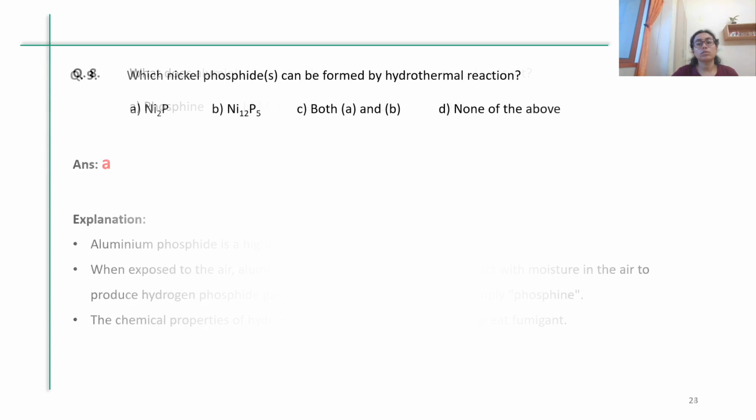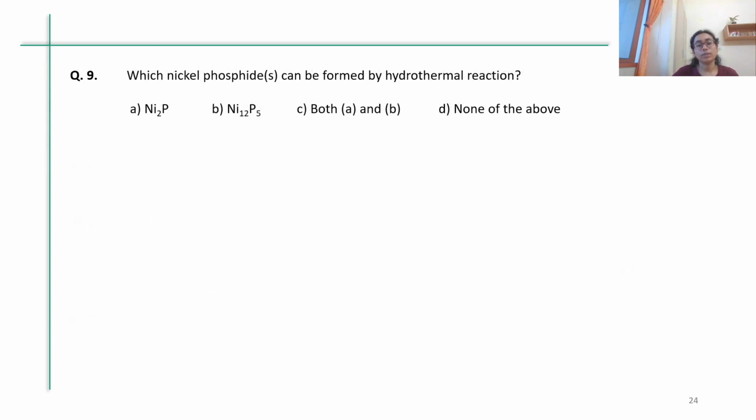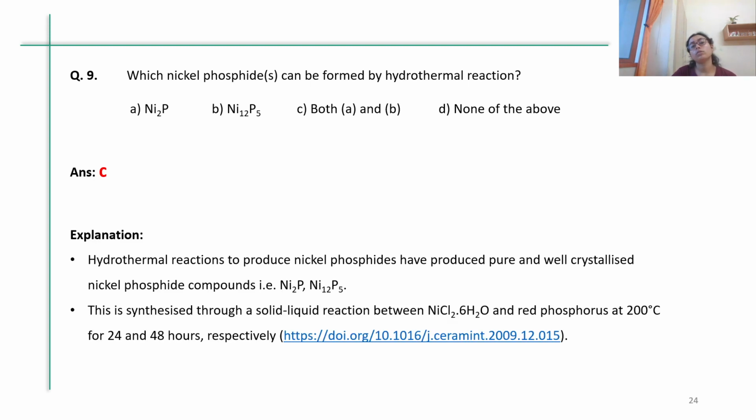Then moving to the next question: which nickel phosphide can be produced by hydrothermal reaction? Ni2P, Ni12P5, both A and B, or none of the above. The correct answer is both Ni2P and Ni12P5. So this is one specific reaction produced by the hydrothermal process, where nickel chloride hexahydrate and red phosphorus are reacted together at high temperature, like 200 degrees centigrade, for some specific duration to produce two specific compounds.